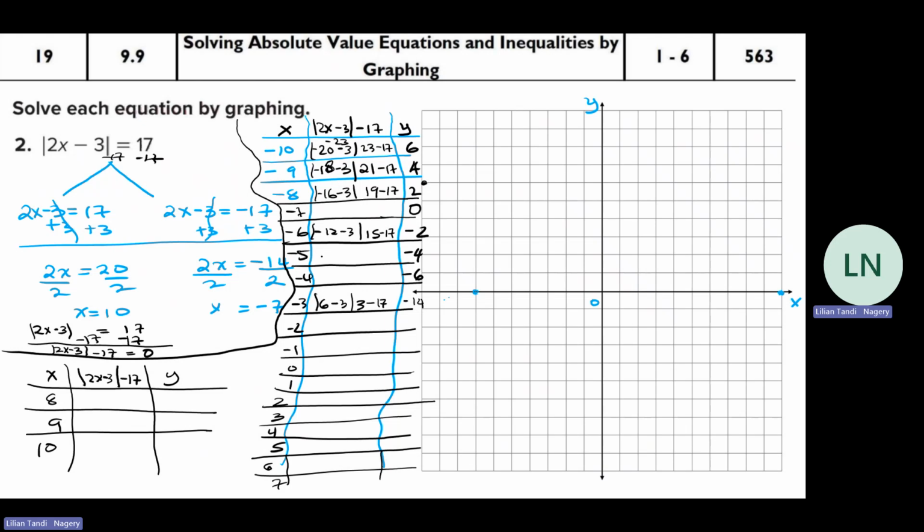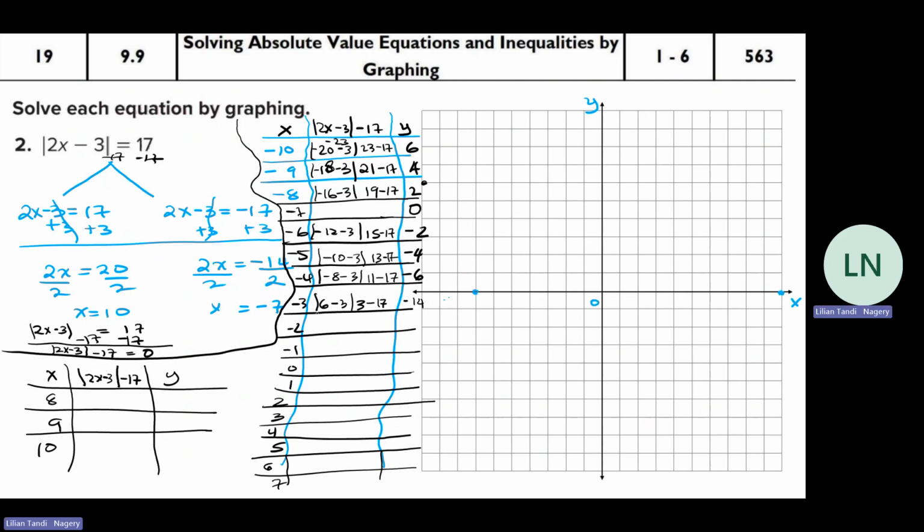Okay. So let's see if something changed over here because this is a big jump. I want to see here. So that will be -10 minus 3, which will be 13. 13 minus 17 is -4. So I'm good. And then this will be -8 minus 3, which is 11. 11 minus 17, yes, -6.